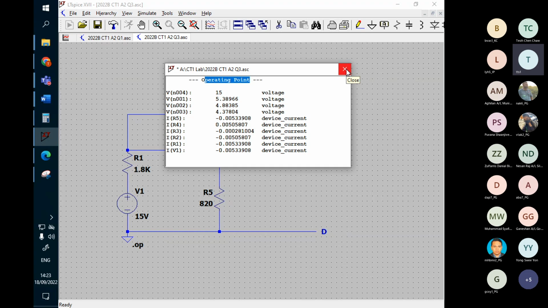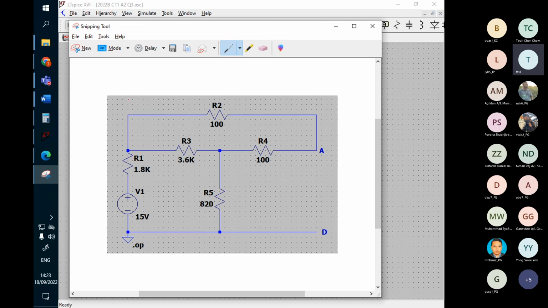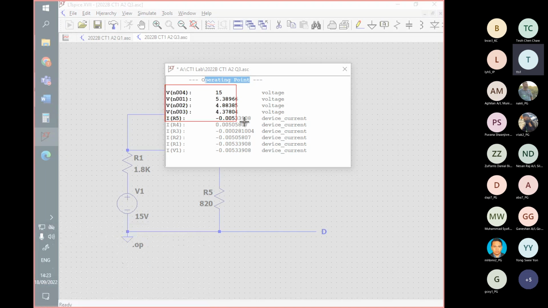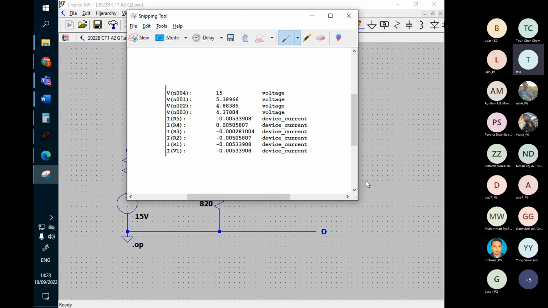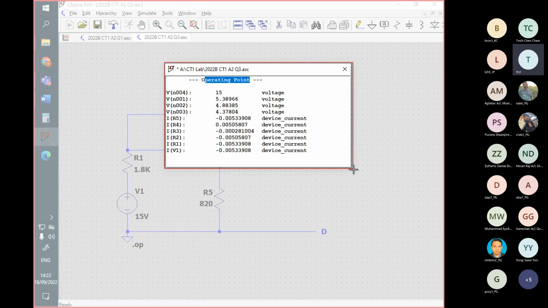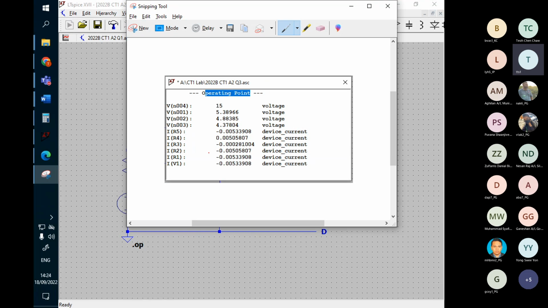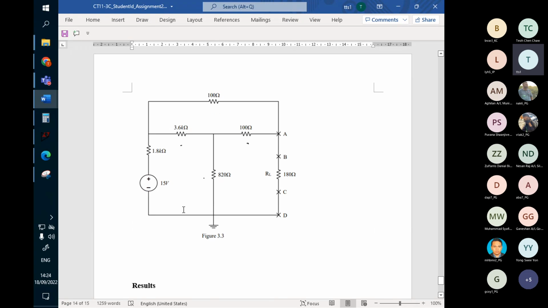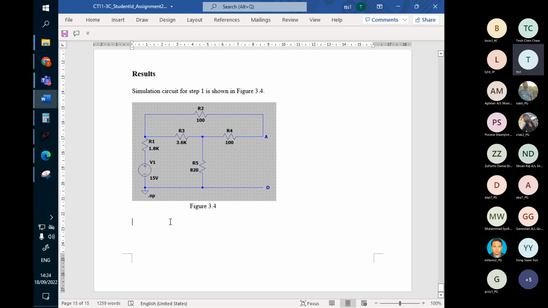Okay, so we can just scroll this down. Actually, we can copy this simulation result. Otherwise, you may end up with the question of whether you actually ran a simulation or just copied the result from somewhere else. So we copy the whole window here, and then we put it under figure 3.4.